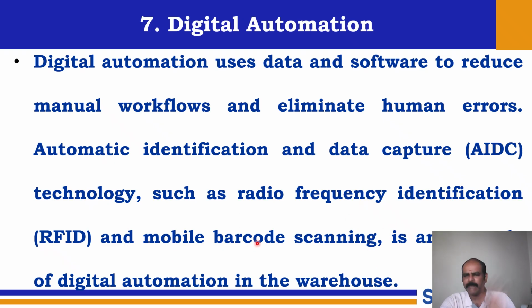So there are different types of technologies, AIDC. Very famous are RFID or mobile barcodes. You can use barcodes or you can use QR codes. There are different types of digital automation. See, digital automation has several portfolios, but the prime member to do this particular digital task is AIDC, automatic identification and data capture.